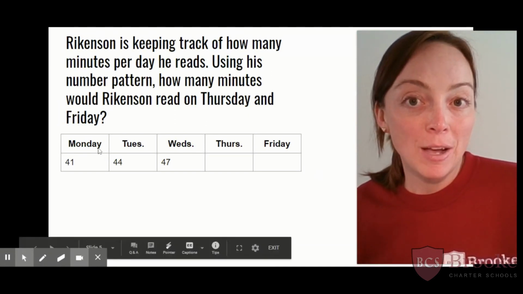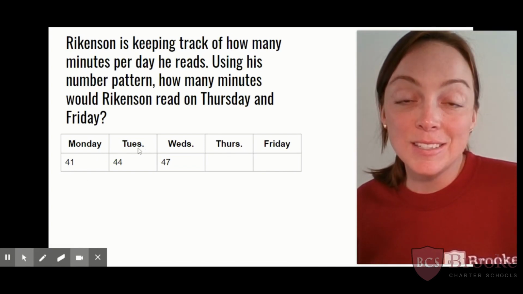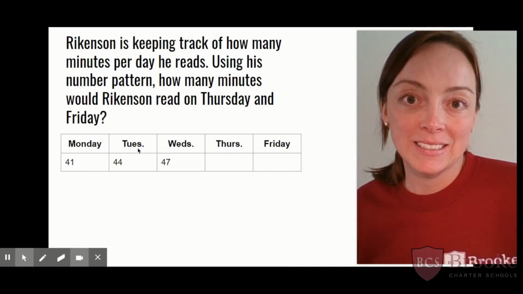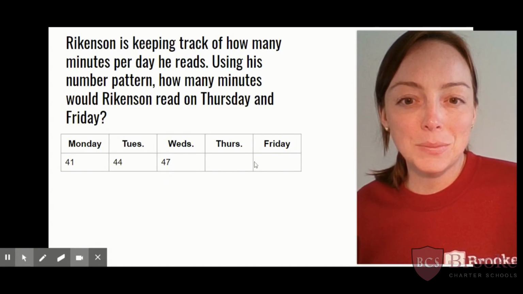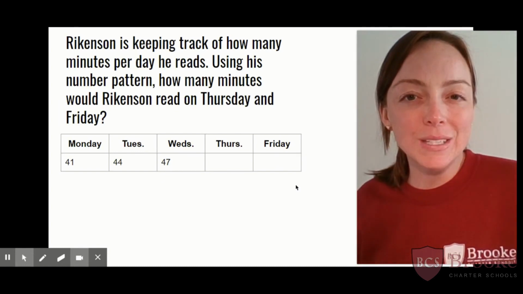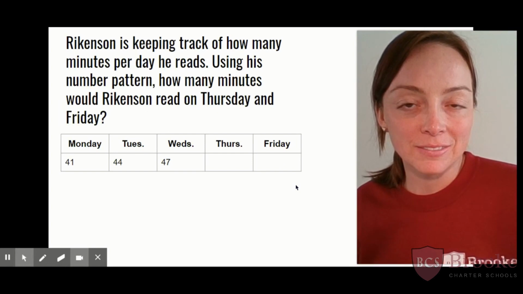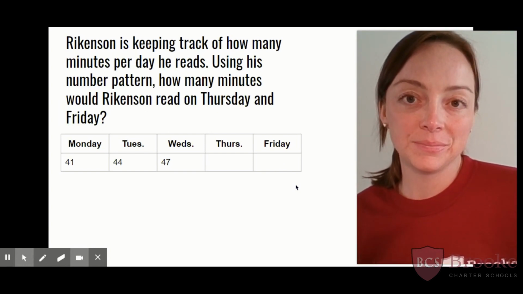On Monday, he read for how many minutes? Good, 41. On Tuesday, he read for how many minutes? Good, 44. On Wednesday, he read for how many minutes? Right, 47. So what about Thursday and Friday? The first thing we want to think about is, what is the rule for this counting pattern? See if you can figure out the rule.